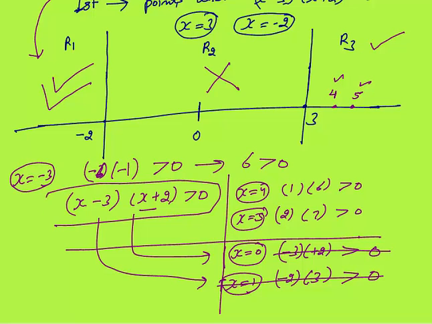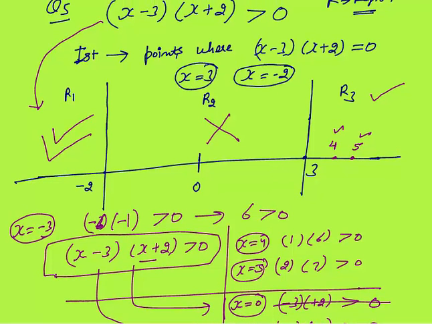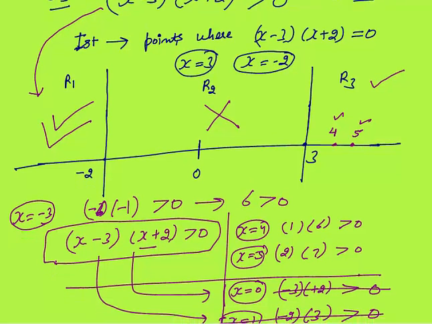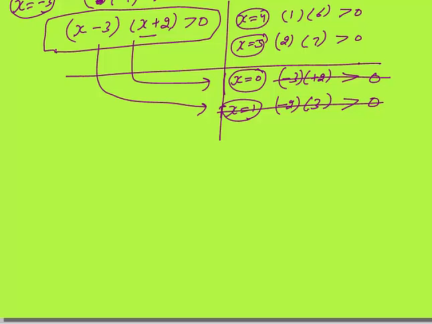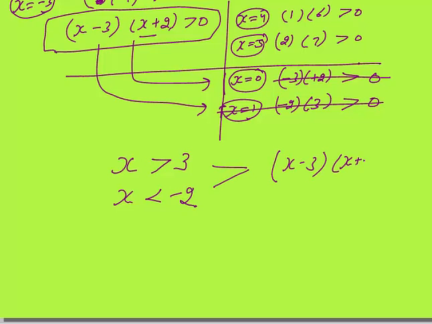For this inequality (x minus 3) into (x plus 2) greater than 0, which regions satisfy the inequality? Either x greater than 3 or x less than minus 2. 3 will not be included because we don't need equals to 0; we need greater than 0. So at 3 the expression equals 0, and we will not take it, and same for minus 2. What will be our final answer? X can be greater than 3 or x is less than minus 2. For all those points the inequality (x minus 3) into (x plus 2) greater than 0 is satisfied.